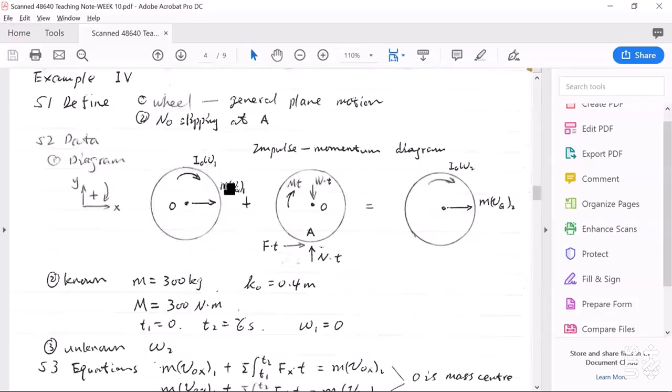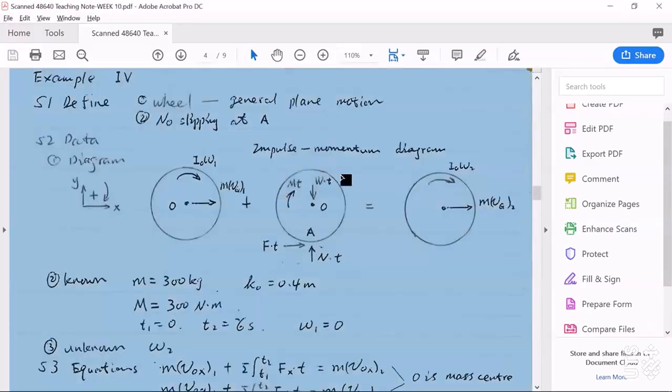Okay, initial momentum. Here we have linear momentum m v_G1, where 1 is the initial position, and we have initial angular momentum I_O omega 1.